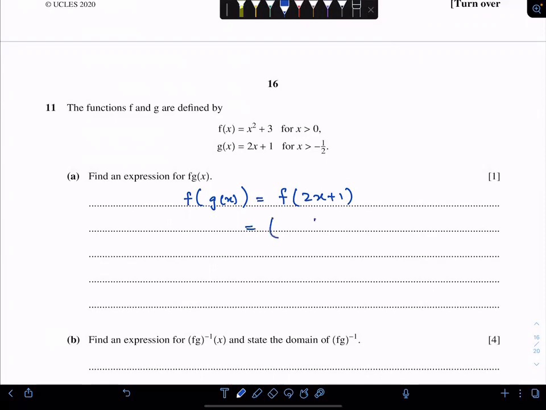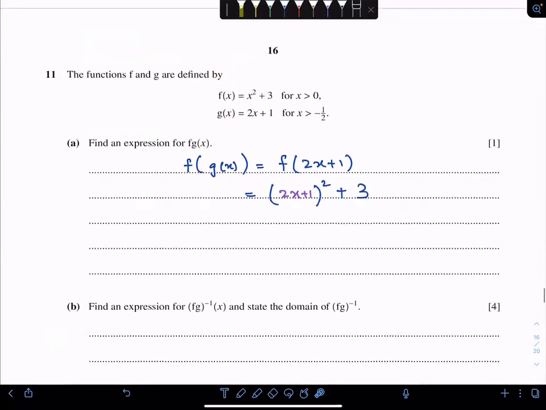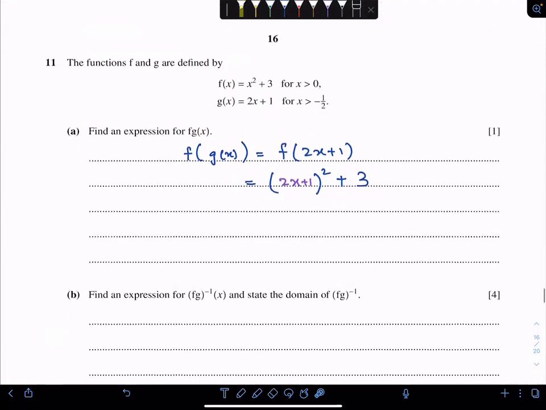This was x here plus 3. So 2x plus 1 comes here. This was f of x. We will put this value instead of x in f of x. And then this is simply computed. It is a one mark question. If you want to expand it, you can expand it as well, but no need.